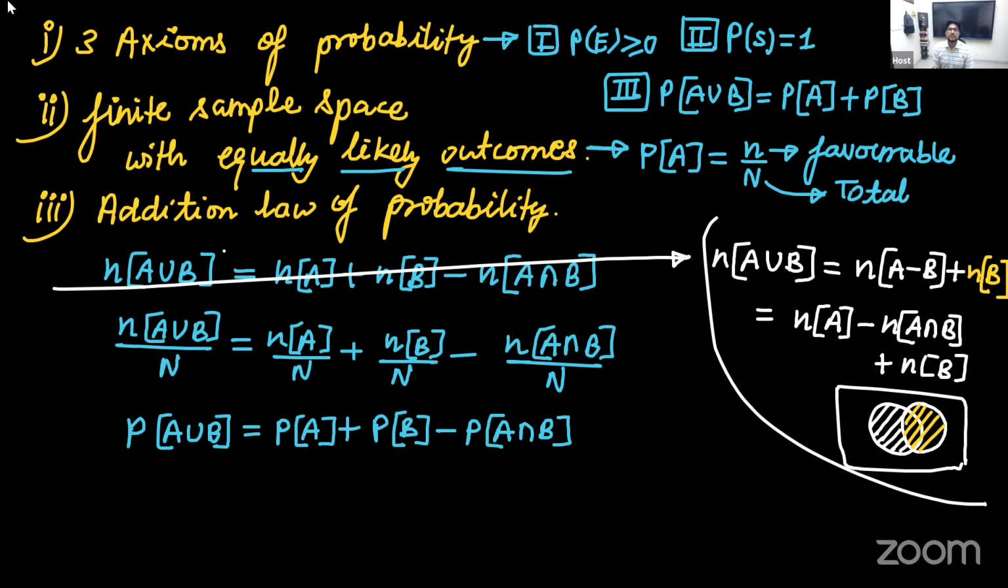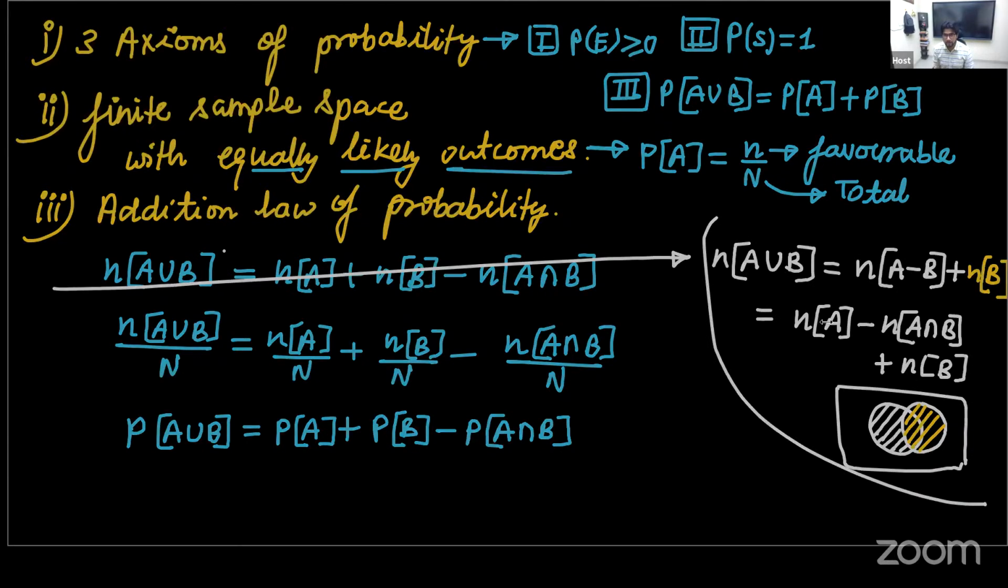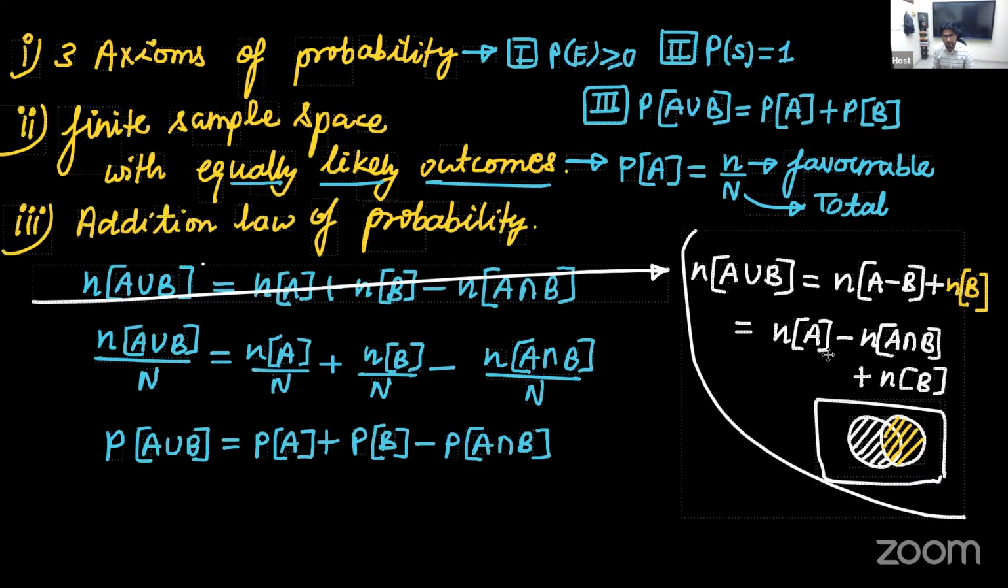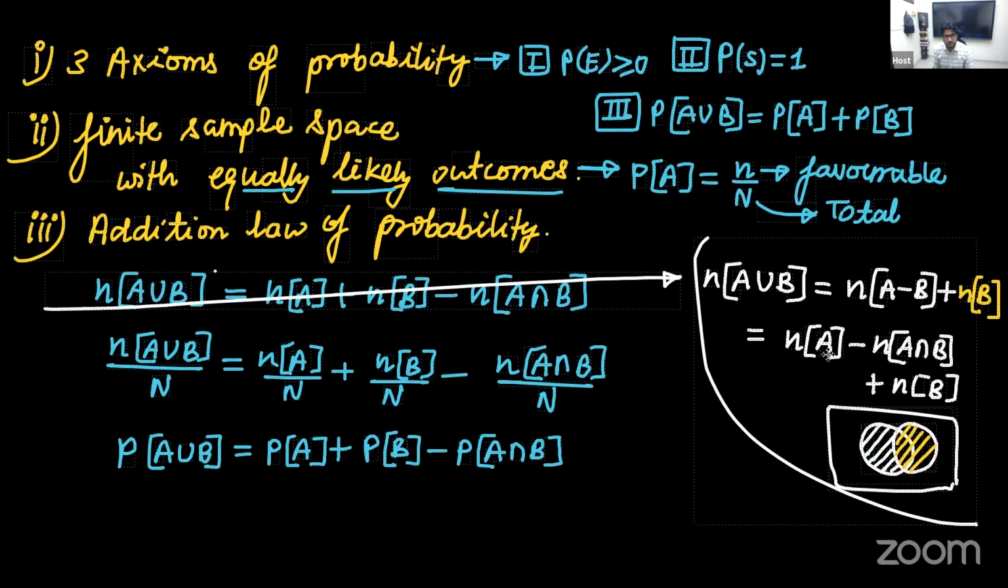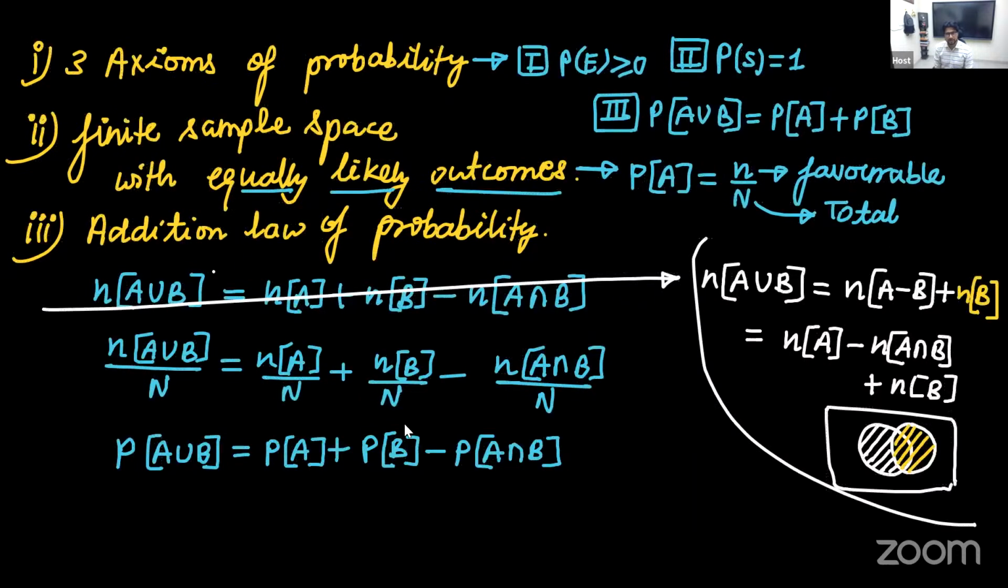My dear friends, this final law that you see in front of your eyes is known as the addition law of probability. ये final नियम जो आपके सामने है इसे कहते हैं addition law of probability, and this is one beautiful law.